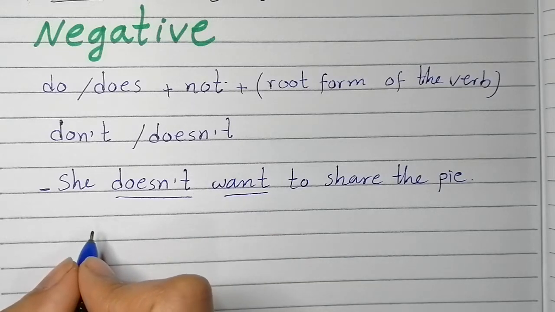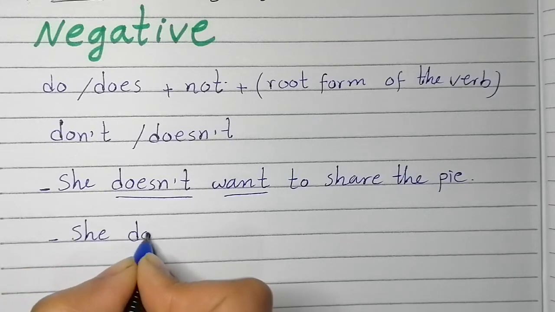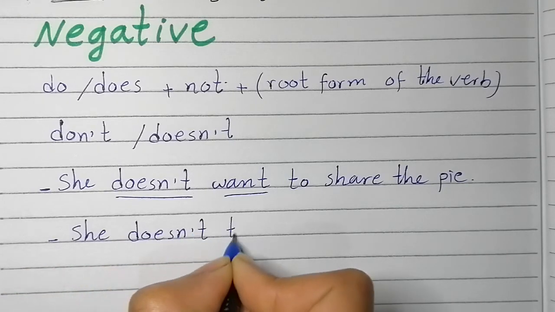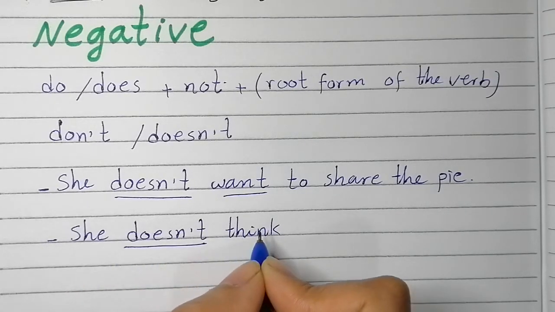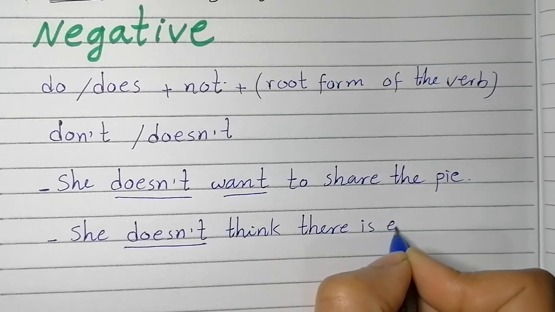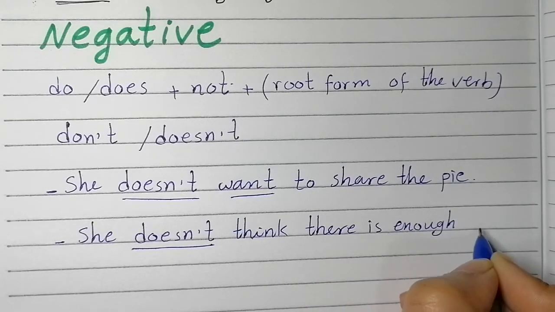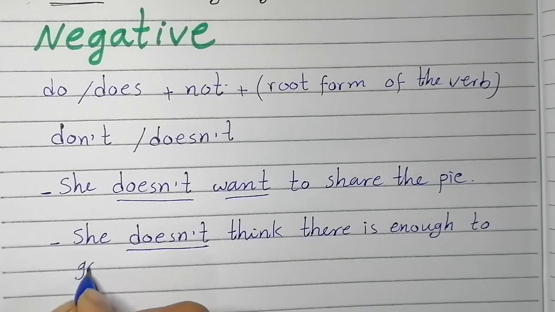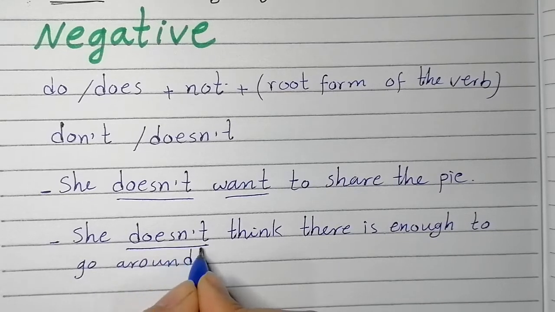Also, we can use she doesn't think there is enough to go around. She doesn't think there is enough to go around. Doesn't think. She doesn't, and the root form of the verb, think.